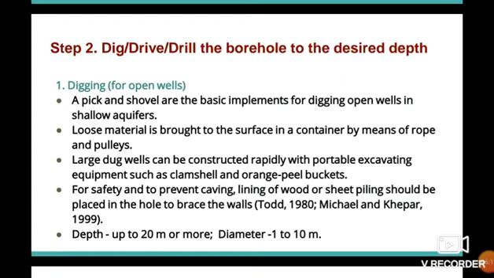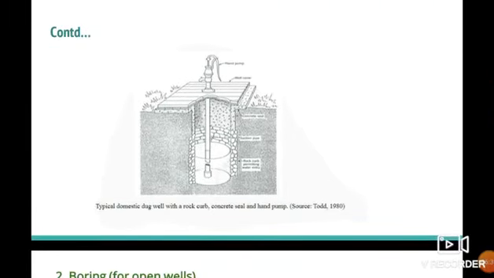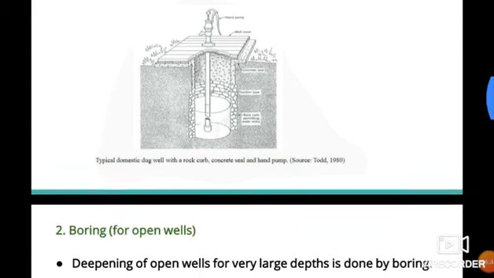Human beings will use shovel and pick for removing the soil and making the hole. By using this method, we can make wells up to a diameter of 1 to 10 meter and a depth of up to 20 meter. So this is an example of a dug well. The wells which are made by digging are known as dug wells.